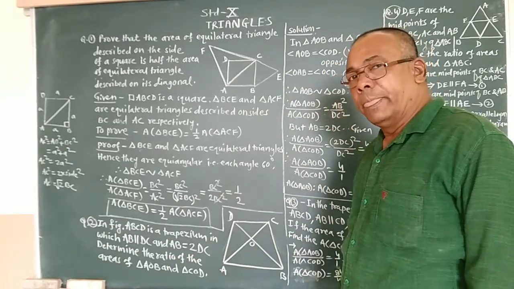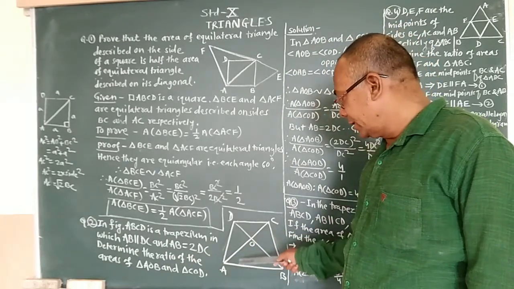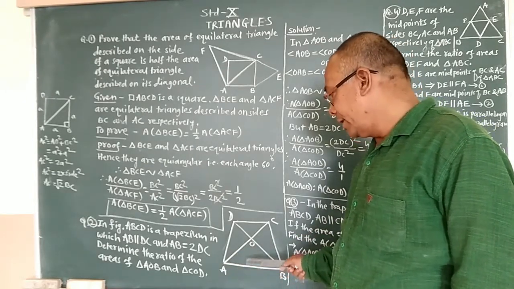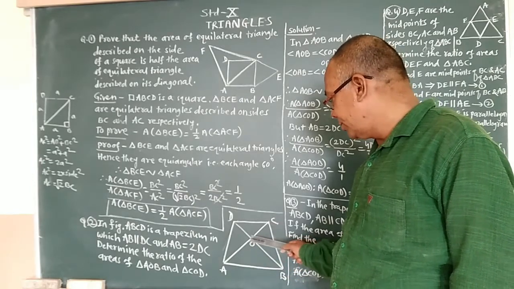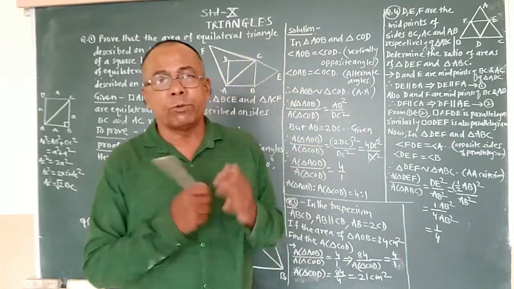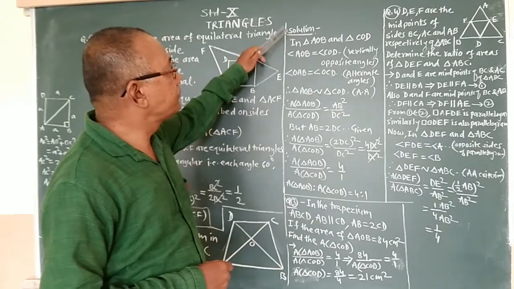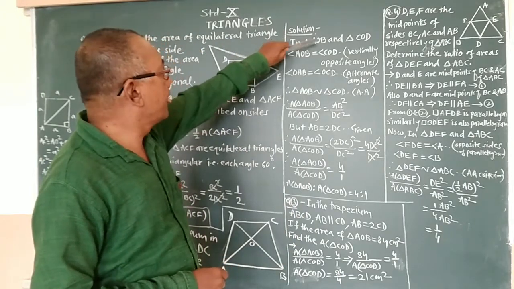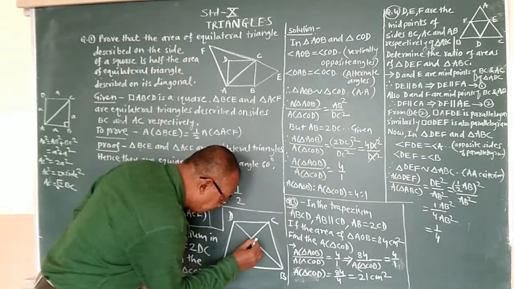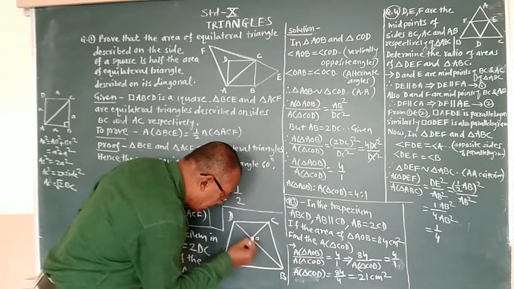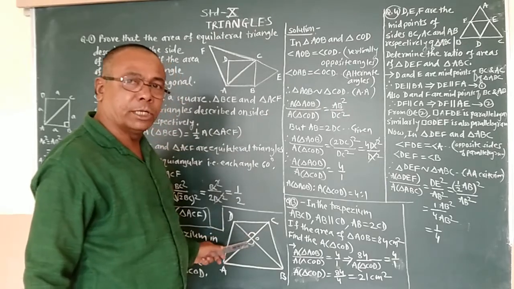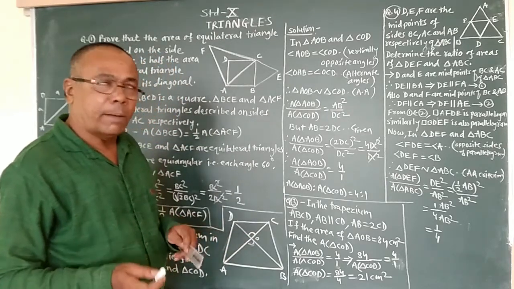So we have to find the ratio of these two triangles, that is area of triangle AOB divided by area of triangle COD. Let us see how to solve this question here. Solution: in triangle AOB and triangle COD, it is given that angle AOB and angle COD both are equal because both the angles are vertically opposite angles.